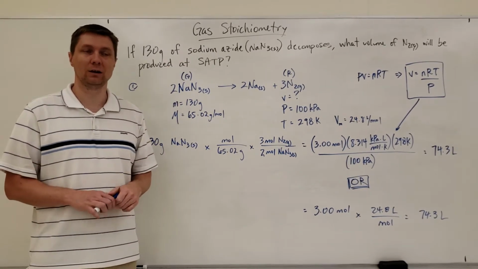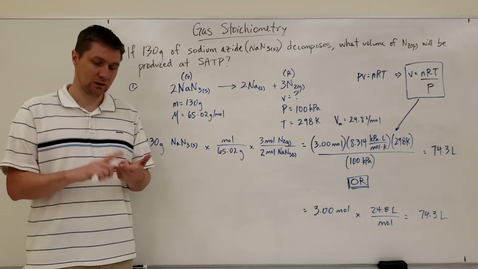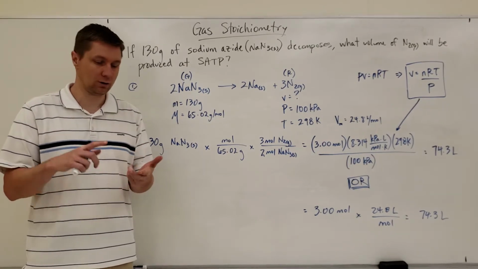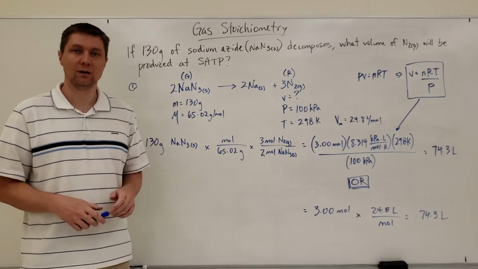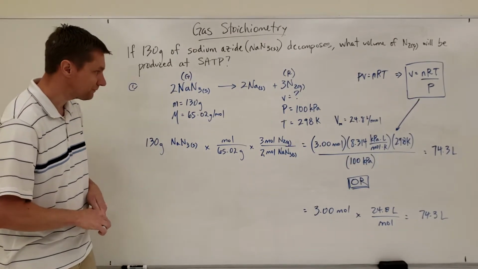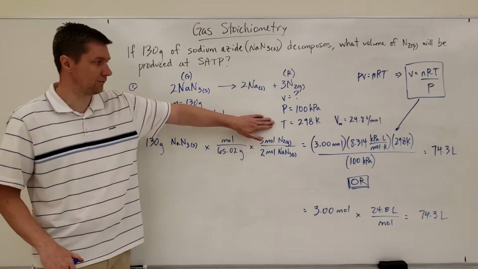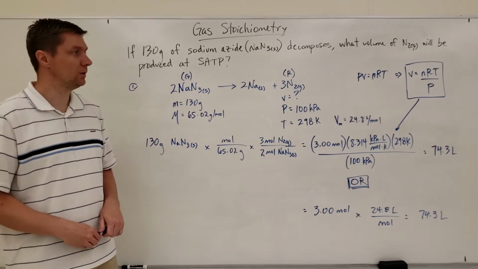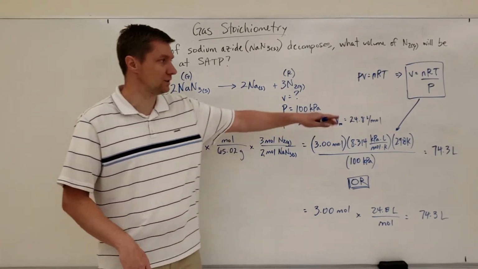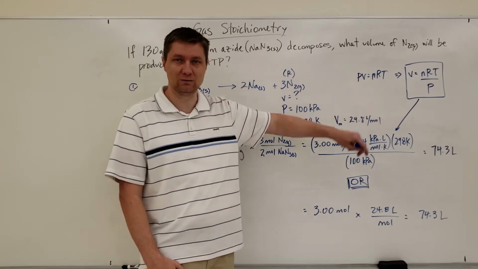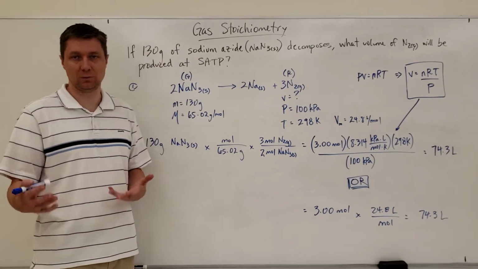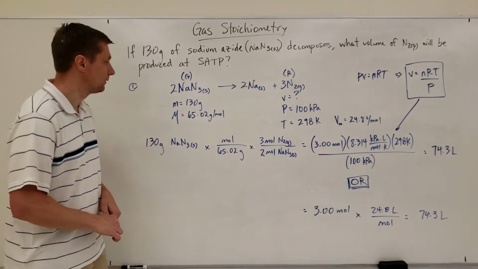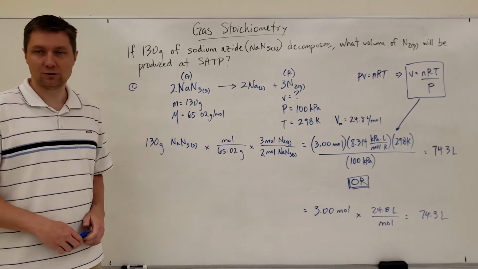They're in your data booklet. But SATP is 100 kilopascals for pressure, and the temperature is 298 Kelvin, or 25 degrees Celsius. So I've written those numbers down here. I've written my temperature in Kelvin because the formula that we're going to end up using is the ideal gas law formula, this PV equals nRT. And the temperature parameter for this formula has to be in units of Kelvin. So I go ahead and I do step number 2.